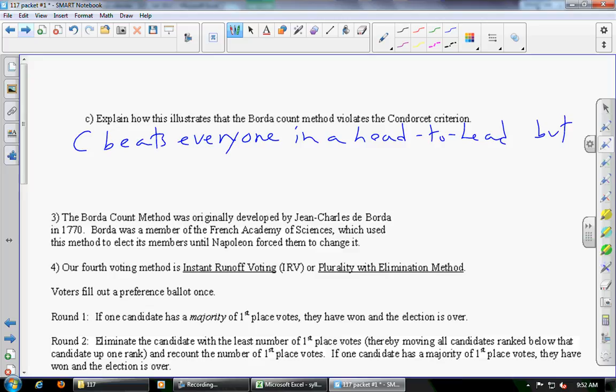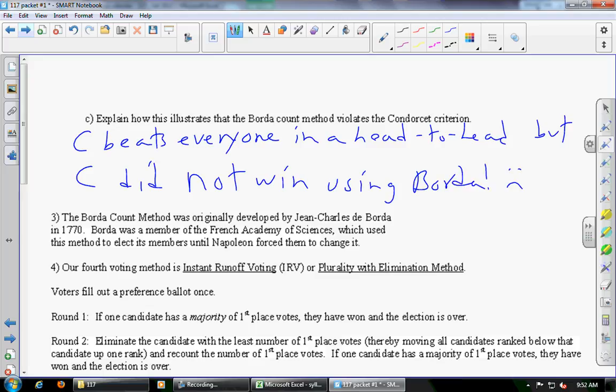But then the sentence finishes the same way the sentence on the last page did. How did we finish the sentence on the previous page? Yeah, but C did not win using Borda. That's not fair.